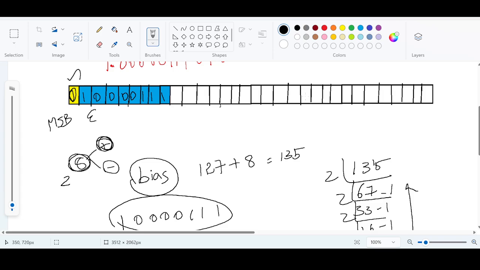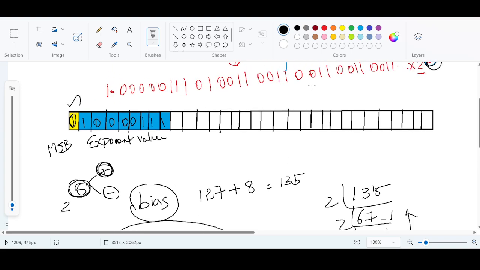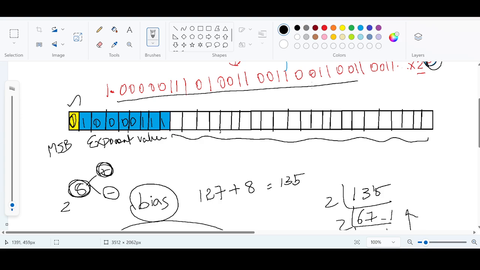This is the exponent value. You are storing the exponent value here. And what are the remaining values you have? After storing the exponent value, you have the remaining numbers, and that will be stored here. This is the fractional part. If I have to store those numbers here, what is the fractional part? 0 0 0 0 0.